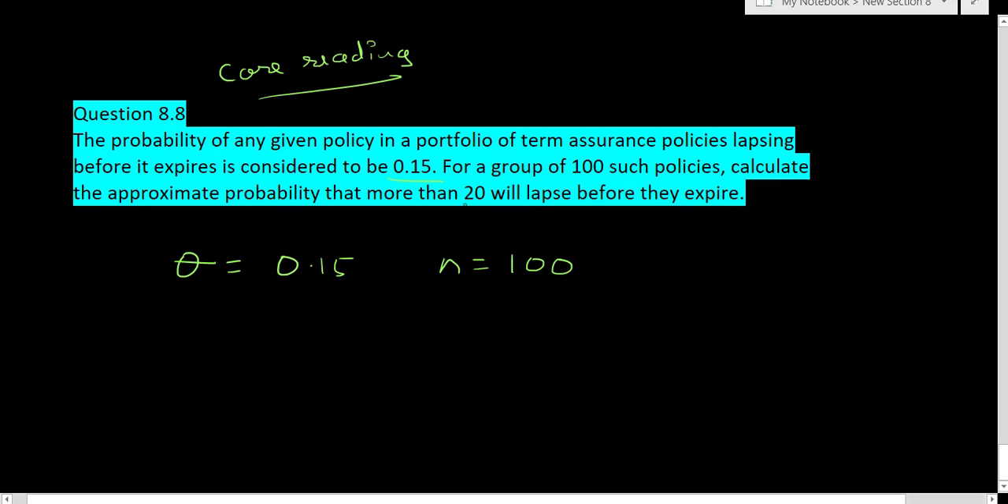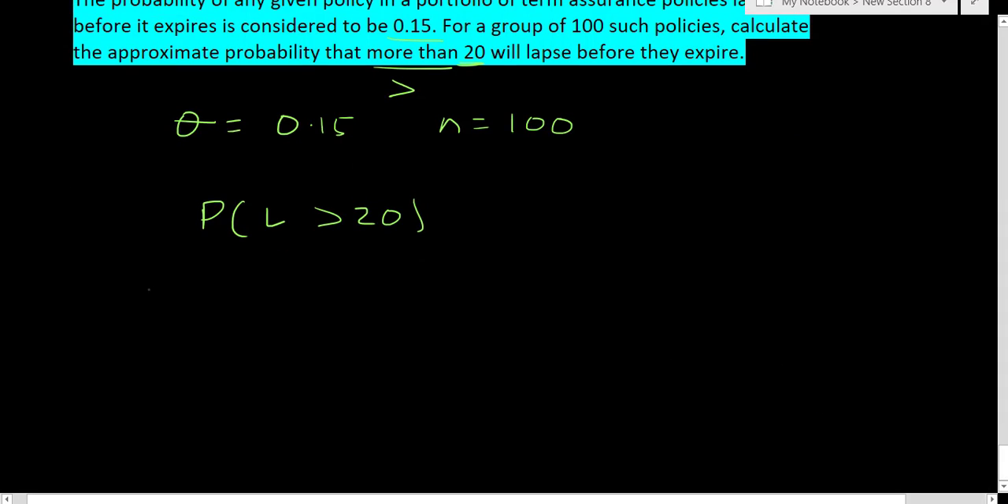Calculate the approximate probability that more than, that is greater than, 20 policies will lapse before they expire. So I need the probability that the number of policies that lapse, let's call it L, is greater than 20. Now I need a continuity correction here, because this is obviously a discrete thing, a Bernoulli trial. So I need L greater than 20.5. Now the next thing I need to do is find the distribution of this. So I need to approximate the mean and the standard deviation.